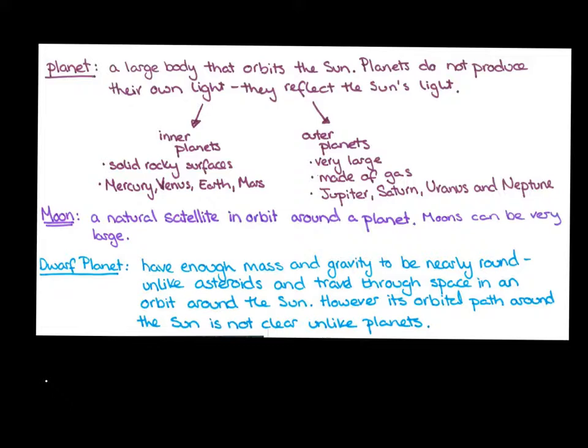So in the Earth's orbital path, there's nothing else in that path. We're not going to hit anything. But in Pluto's orbital path, there are lots of other dwarf planets and other objects that it might crash into. So it's been classified as a dwarf planet.